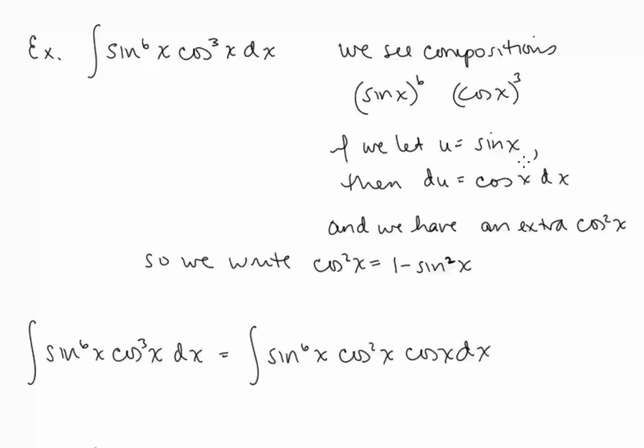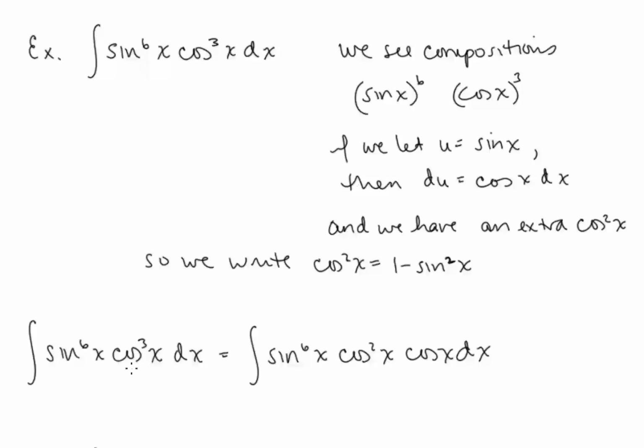If we let u be sine x, then we're going to have u to the 6th here. And then one factor of cosine x is going to be used with dx for du. And we're going to have an extra cosine squared here. But that's okay, because we can make a replacement. Cosine squared x is equal to 1 minus sine squared x. And this is 1 minus u squared. So our original integral, we're going to break up the factors of cosine here so that we can break off our cosine x dx that we need for du.